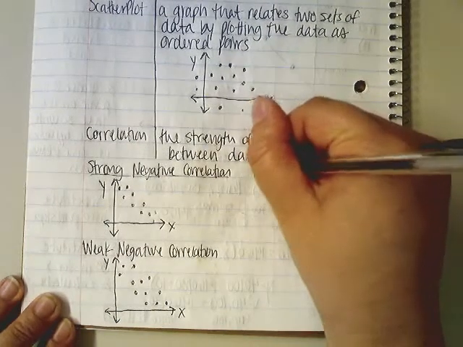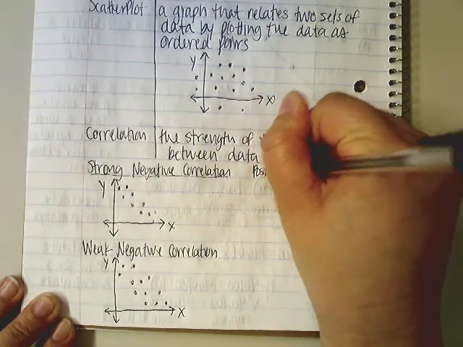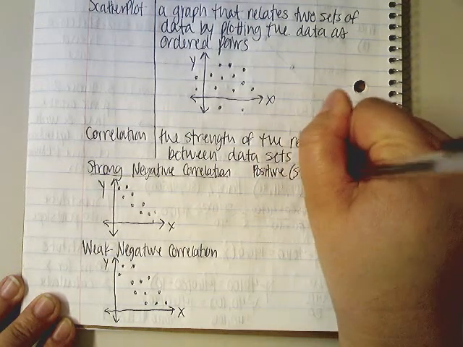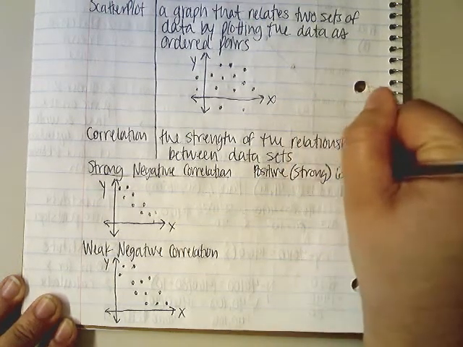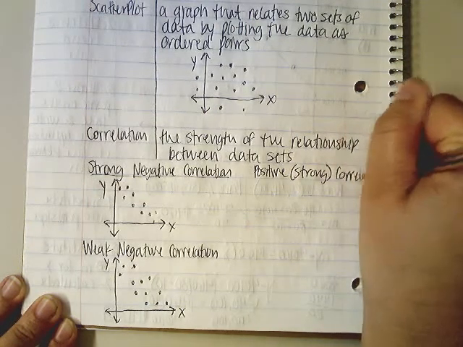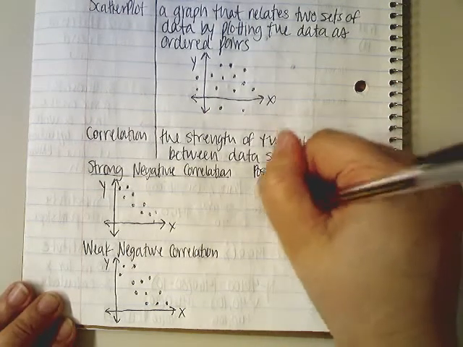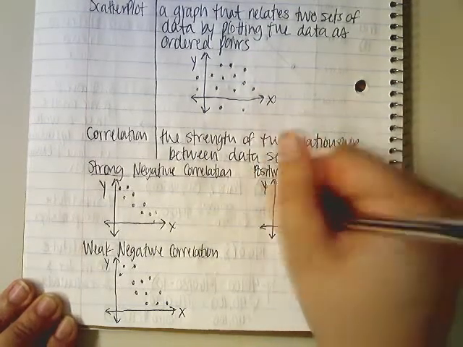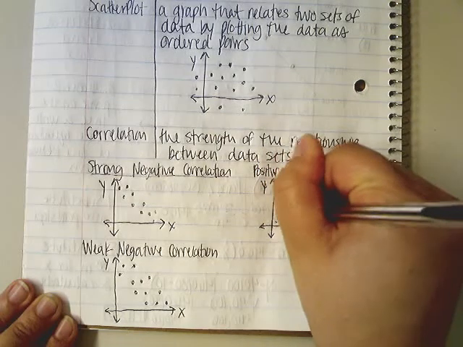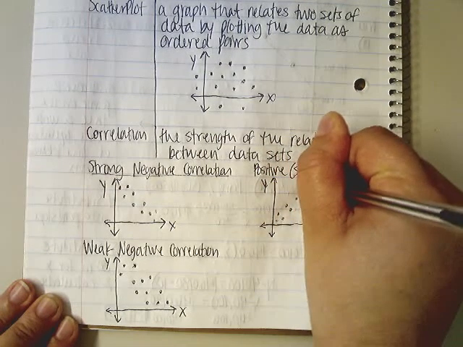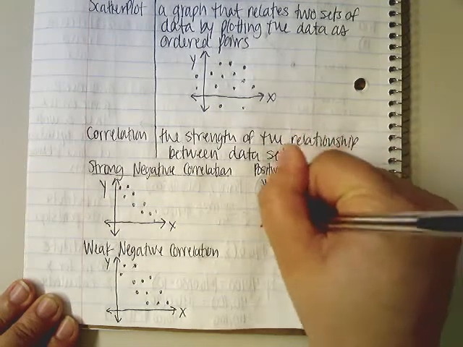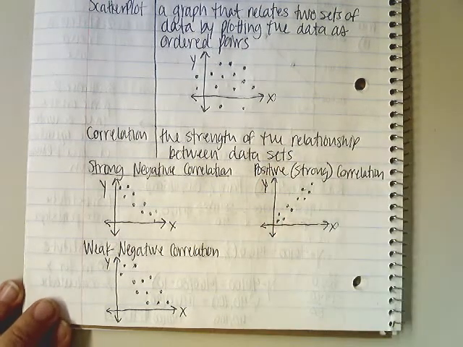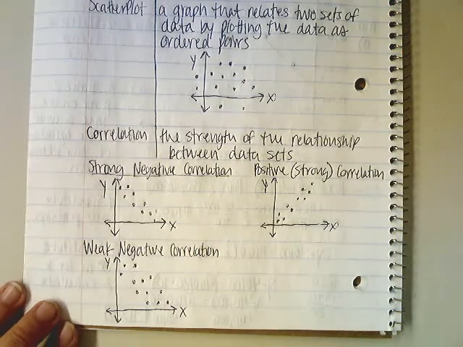And we can also have positive correlations. So, sorry, I wrote this backwards. It should be strong positive correlation. Sorry, I wrote positive first. So strong positive correlation, again, if we draw our axes, they would be closely knit going in the positive direction. So again, positive, closely knit, strong positive correlation.